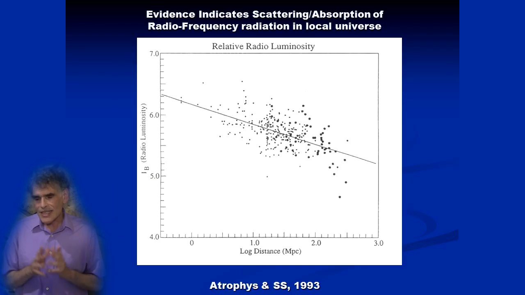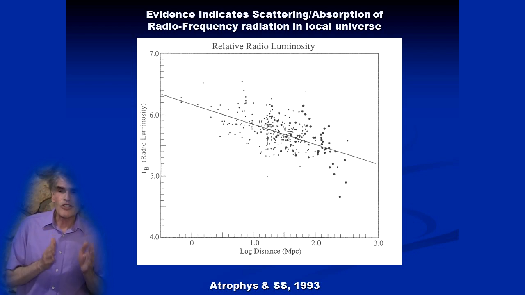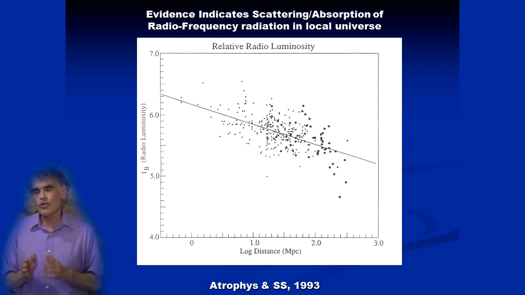In addition, there is evidence in our local universe within 200 megaparsecs that the universe is not transparent to radio frequency waves, to the waves that constitute the cosmic background radiation, because the correlation of radio waves with infrared actually declines with distance from our position, which would only be possible if there is an absorbing or scattering medium. That's inconsistent with the cosmic background radiation coming from an inflationary Big Bang.